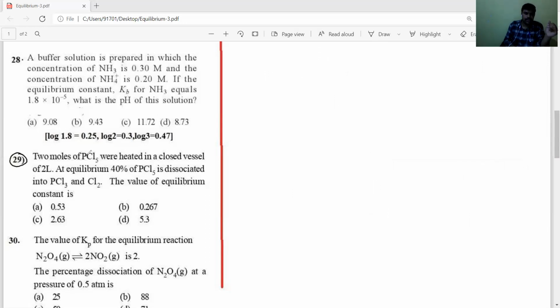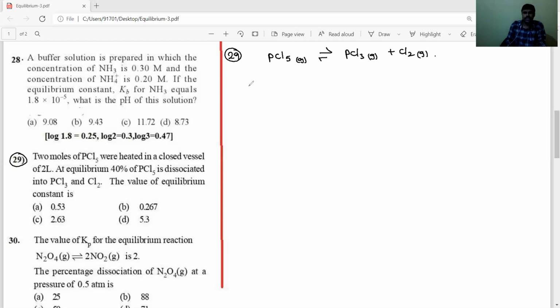Dear students, the PCl5 is on decomposition. So these questions are very, very important. Let's see, dear students, we have to find out the equilibrium constant. The PCl5 decomposes to give PCl3 gas and Cl2 gas.